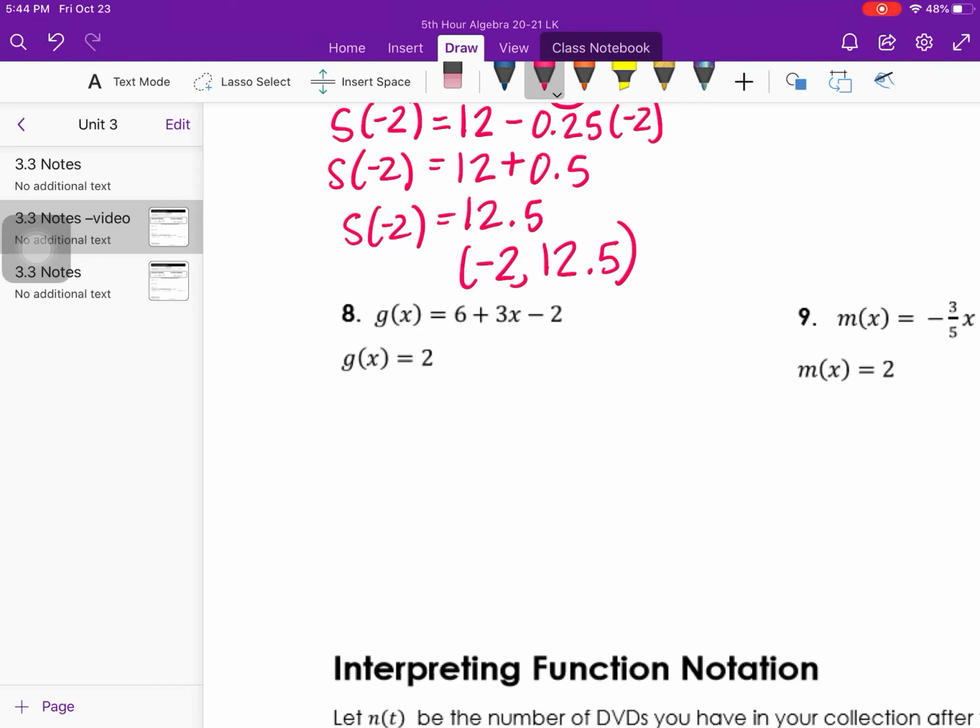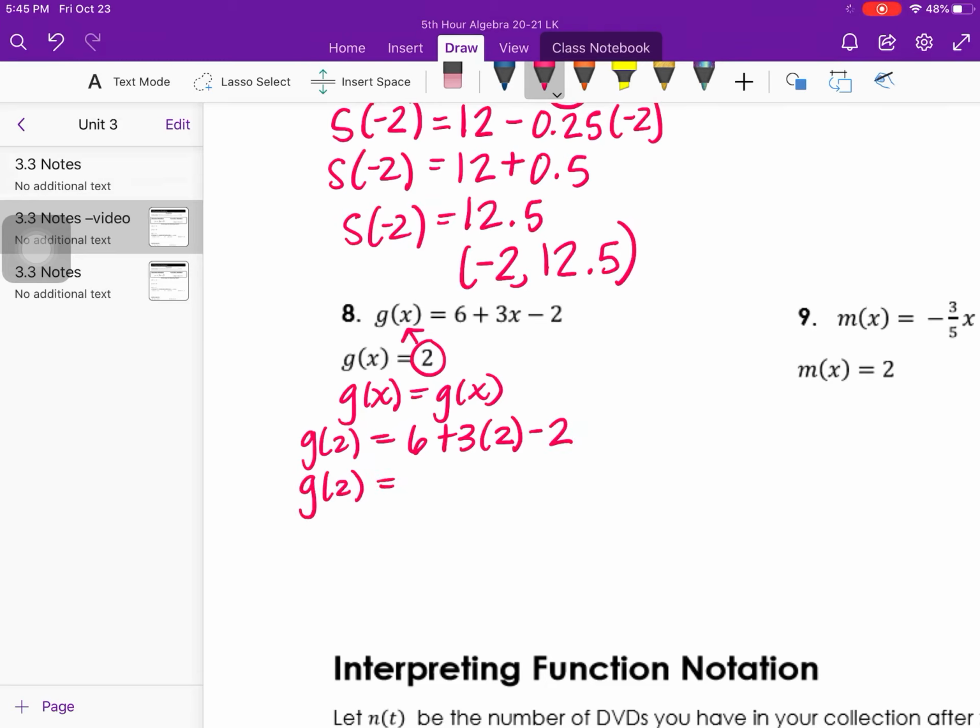So g of x is 2, and we're going to substitute. You can write it this way, g of x equals g of x, and we'll substitute 2 in. So g of 2, 6 plus 3 times 2, and then minus 2. And we'll use order of operations like we always would. 6 plus 6 minus 2.